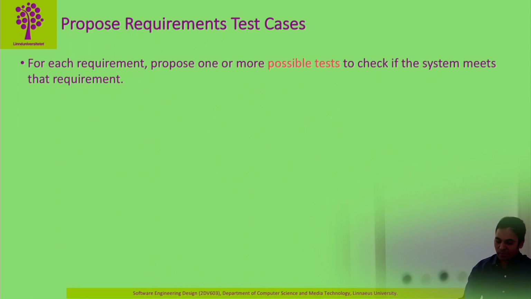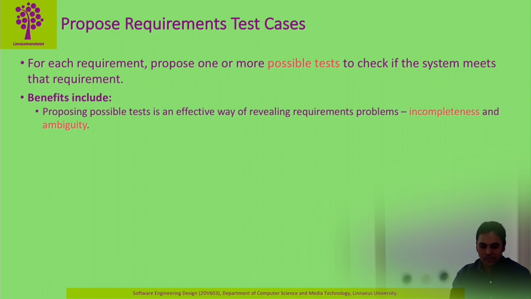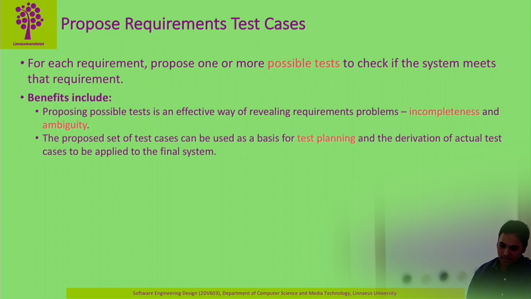So not only will a draft user manual be helpful, but also if you generate draft test cases, it will be helpful for the software testers at the end, to know which requirements should be tested and how. So what you can do is propose one or more possible tests to check if the system meets the requirement, or if the requirements are meeting the objective that we wanted to meet. So what's the benefit? It will also find the incompleteness and ambiguity within the requirements, because if you find a problem in the requirements for which you cannot define test cases, that means these requirements were not well defined. They might be incomplete. They might be ambiguous.